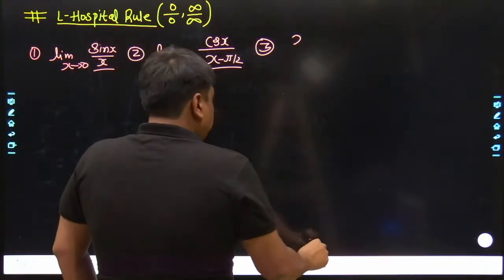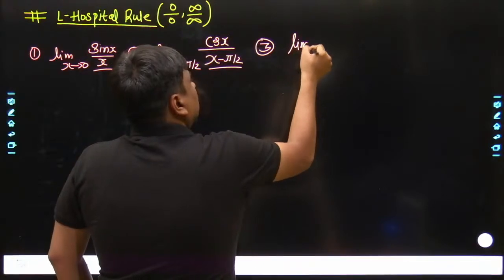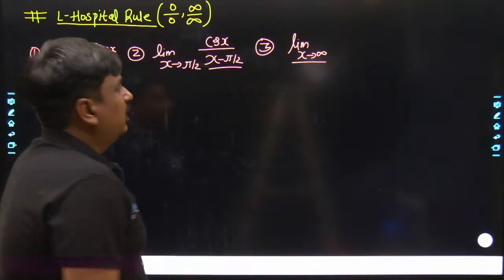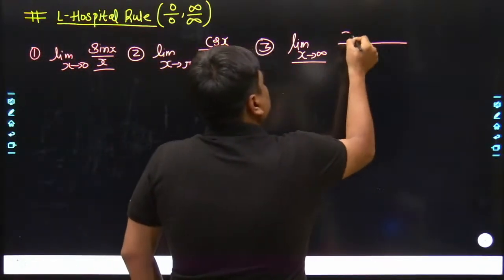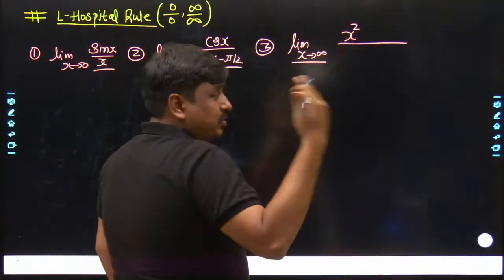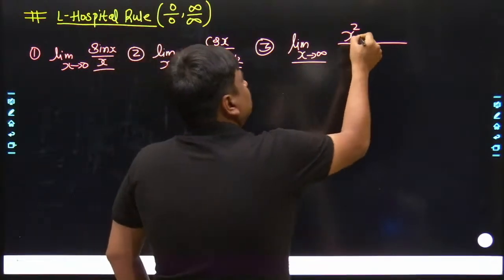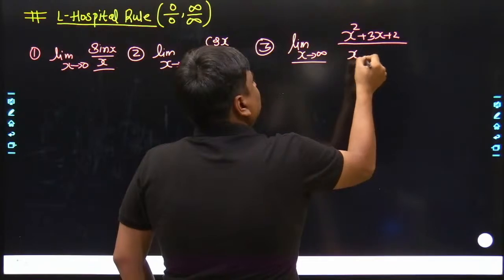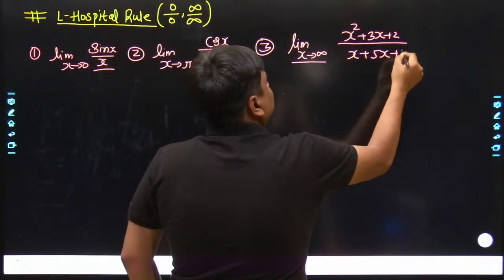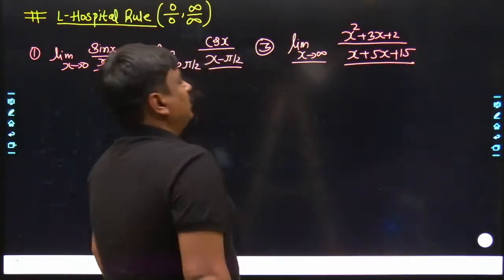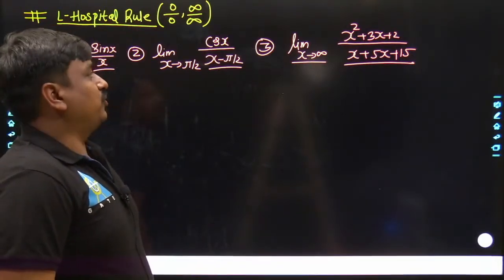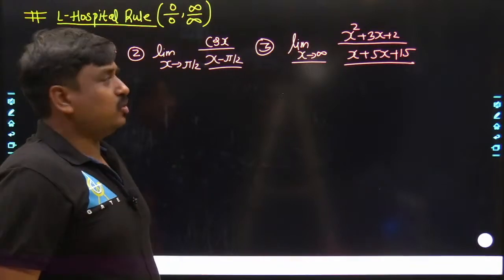Let's take the limit when x is tending towards infinity. Again you have a complex function. Let's take at the numerator x squared plus 3x plus 2, and at the denominator x squared plus 5x plus 15. One thing I am quite sure of: once you feed x equals infinity. Why am I saying x equals infinity?